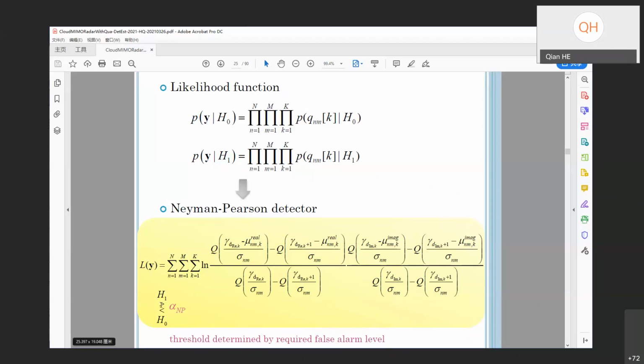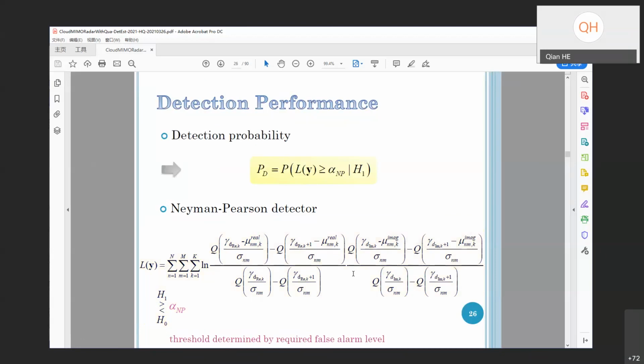You decide for target exist or target absent. And just look at this computation. It looks a little bit complicated. And if you want to go further to determine its performance, you are going to further consider what is the PDF, what is the distribution of this guy. So it seems impossible if you want to go further to compute how likely this guy is going to be bigger than the threshold.